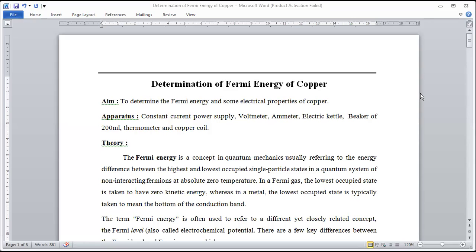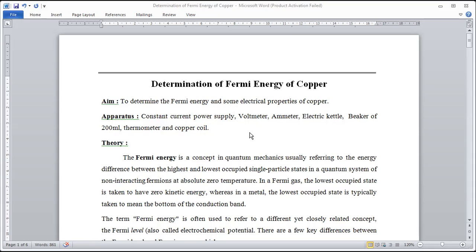In this session, I am going to explain how the Fermi energy of a copper material is determined. This is a simple experiment that you can do in your laboratory without much need of equipment. So it's a very simple one. The aim of this experiment is to determine the Fermi energy and some other electrical properties of copper.